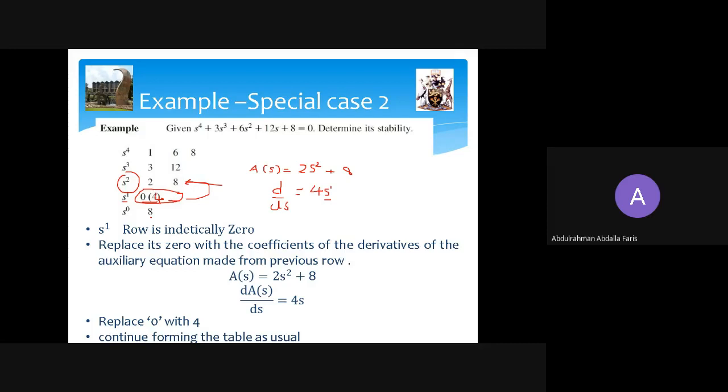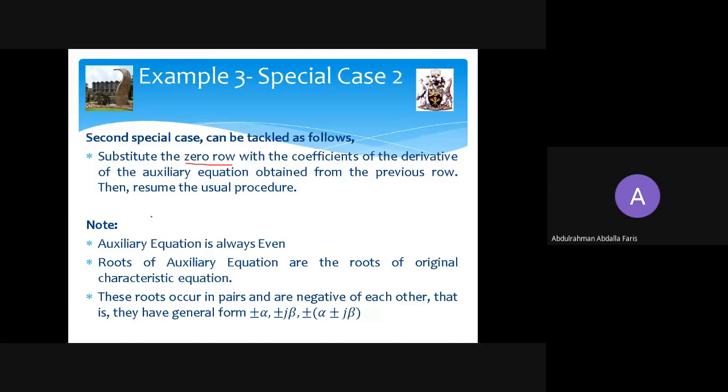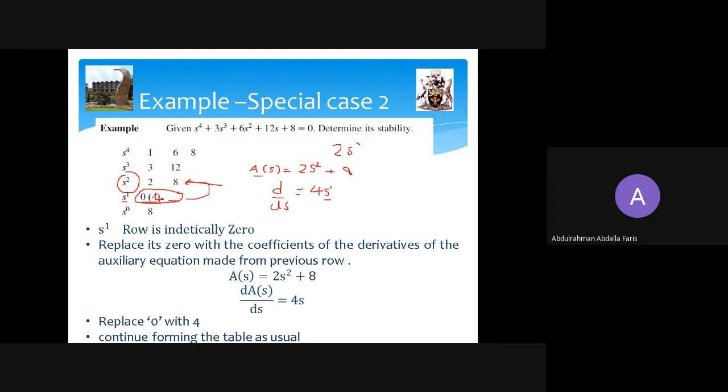Yes. And one thing you need to note is, the auxiliary equation is always even. The roots of the auxiliary equation are actually roots of the original characteristic equation. So let's say this is the auxiliary equation. If you were to find these roots, let's say s squared plus 4, so you have s squared equals minus 4. So s is actually plus or minus j2. So these are actually the roots of this equation, and they are all on the imaginary axis.